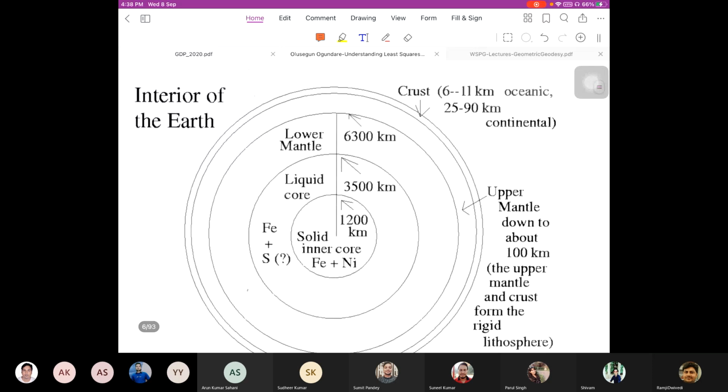This is the interior of Earth, where this is the crust where we are right now. We are here. This is the internal structure of it. We have the lower mantle, liquid core, and then the solid inner core. This is the whole interior of Earth, although we are more interested in the crust of it, where we are right now sitting.